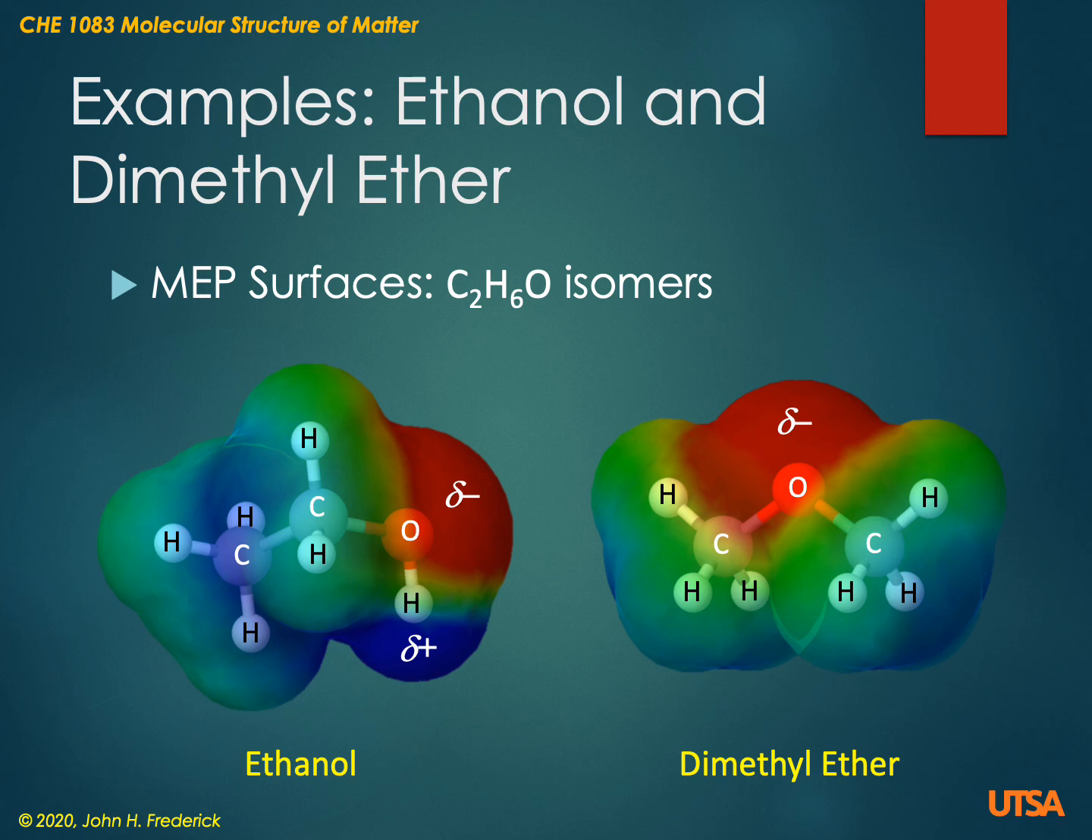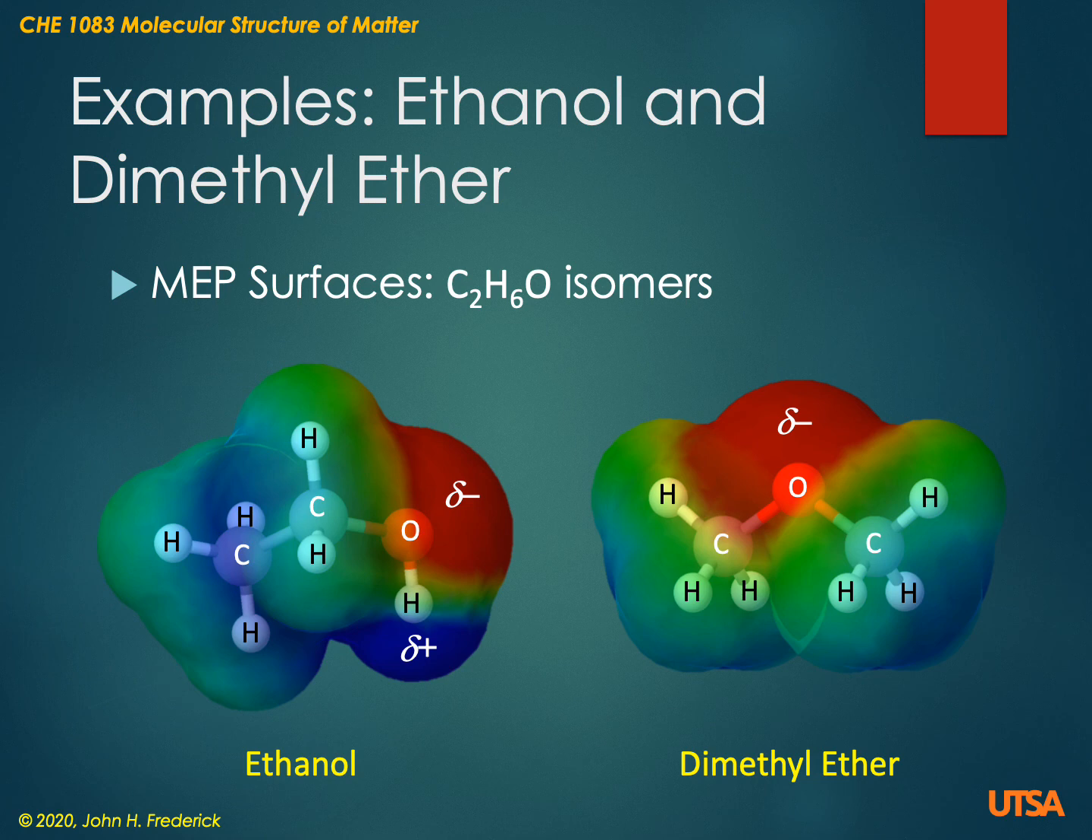In fact, these are two isomers of C2H6O. One of them is ethanol, and one of them is dimethyl ether. Okay, so we can see how they look in these MEP surfaces, and we can also see where the red regions are. Notice that in both of these molecules, the red cloud is near the oxygen.